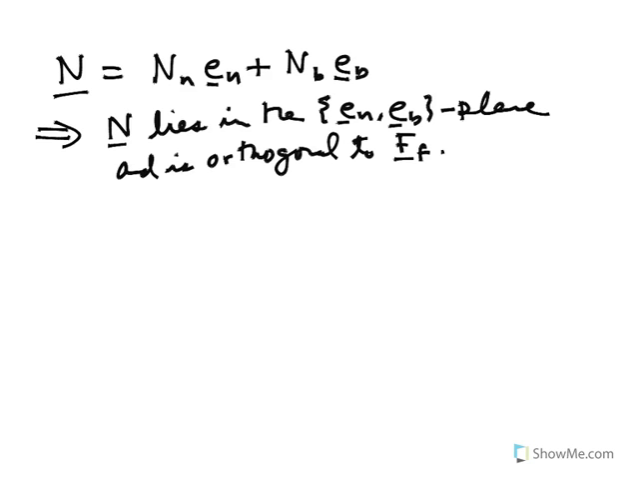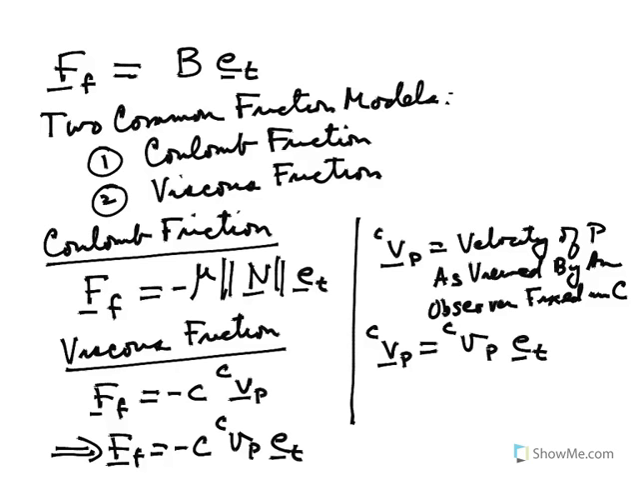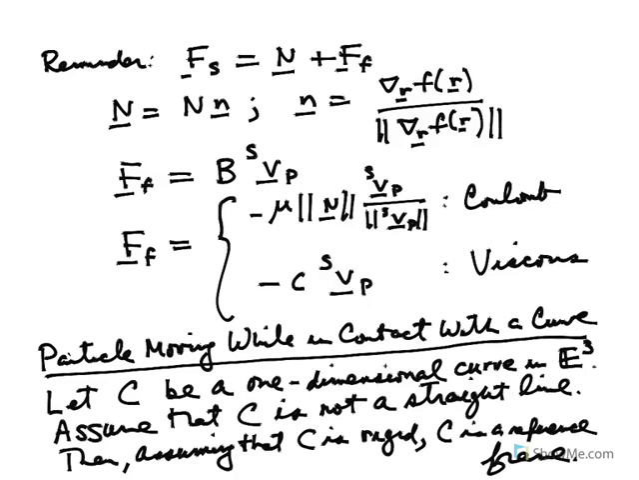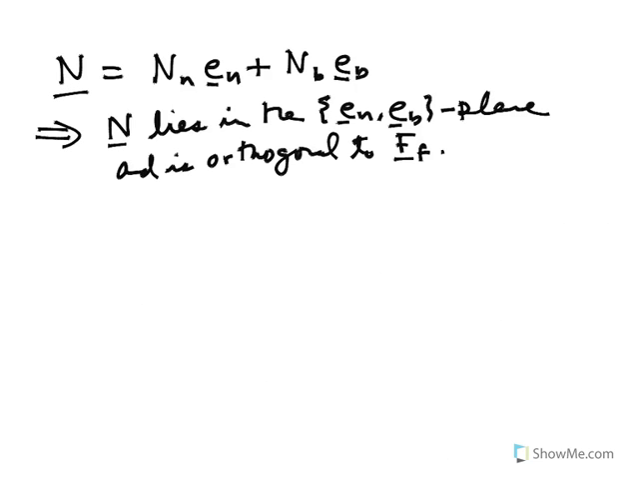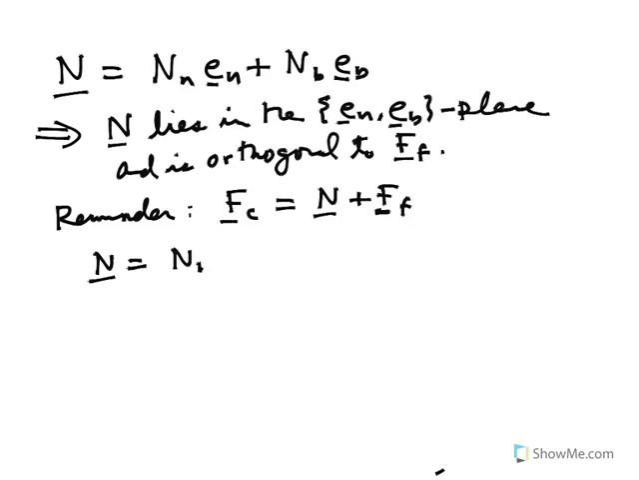So to summarize the case for a curve, just like we did for a surface, let's put down all the relevant salient features here. The force exerted by the curve is equal to the reaction force plus the friction force. The reaction force lies in a plane that's spanned by the vectors En and Eb, where En is the principal unit normal to the curve and Eb is the principal unit binormal to the curve.